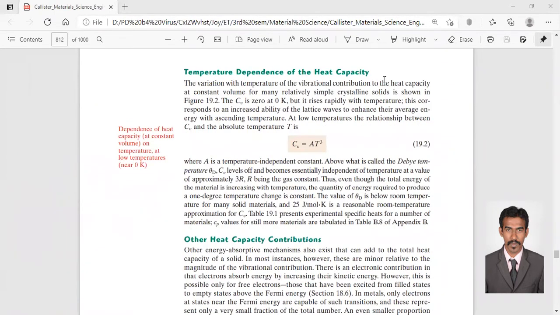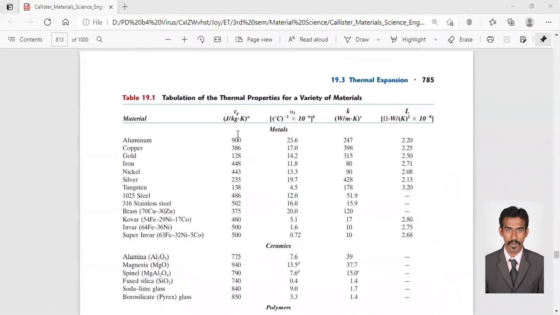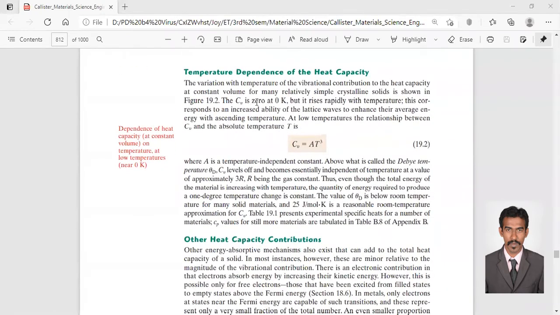Temperature dependence of the heat capacity. The variation with temperature of the vibrational contribution to the heat capacity at constant volume for many relatively simple crystalline solids is shown in the figure below. Cv is 0 at 0 Kelvin, but it rises rapidly with temperature. Here, Cv is the specific heat capacity at constant volume. So at 0 Kelvin, this is again 0.